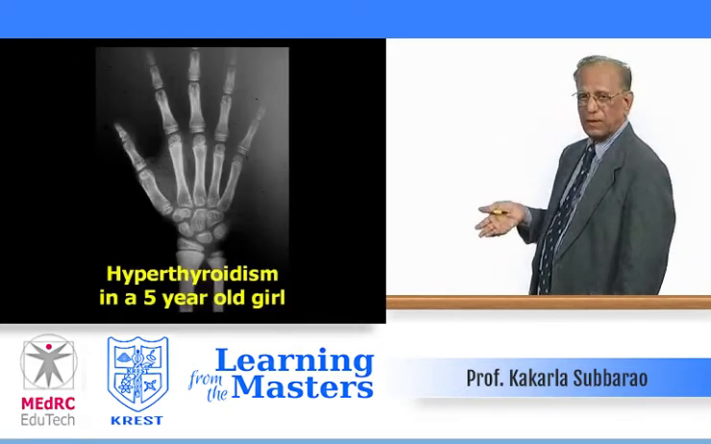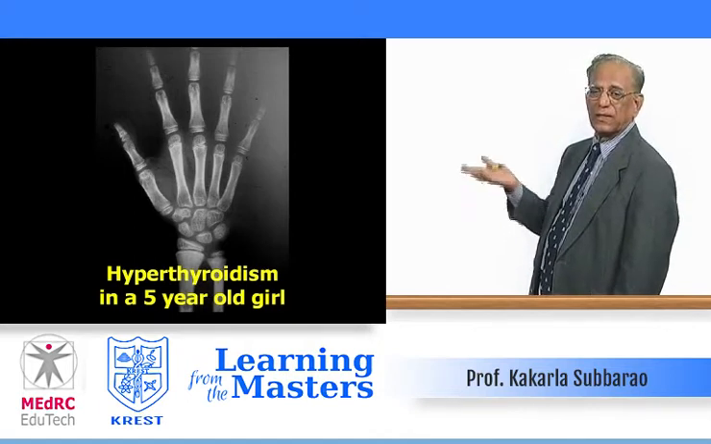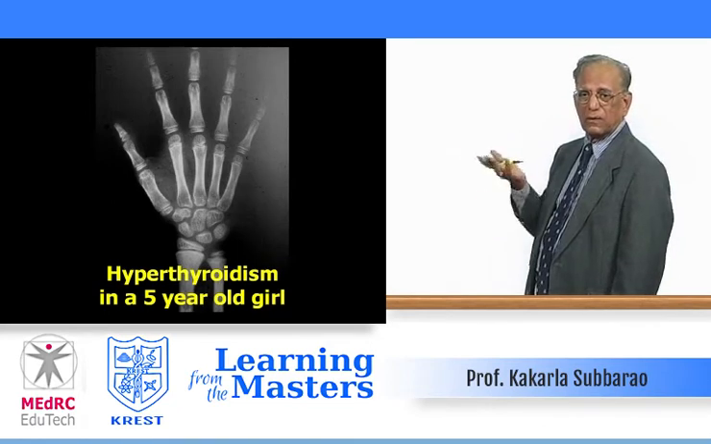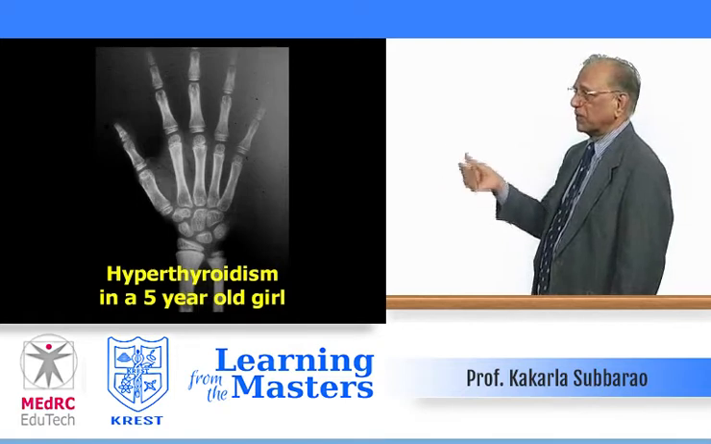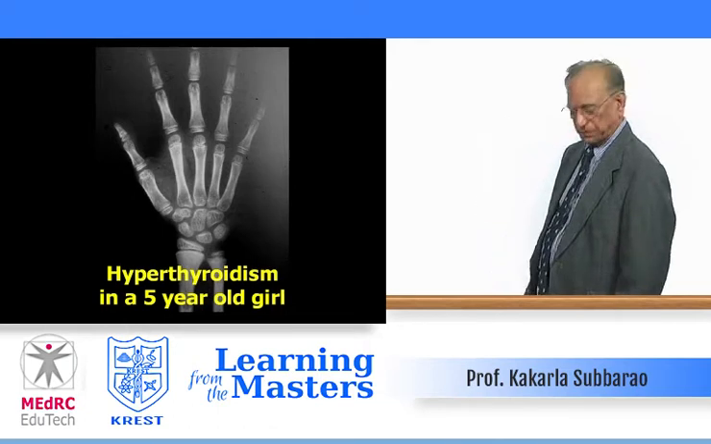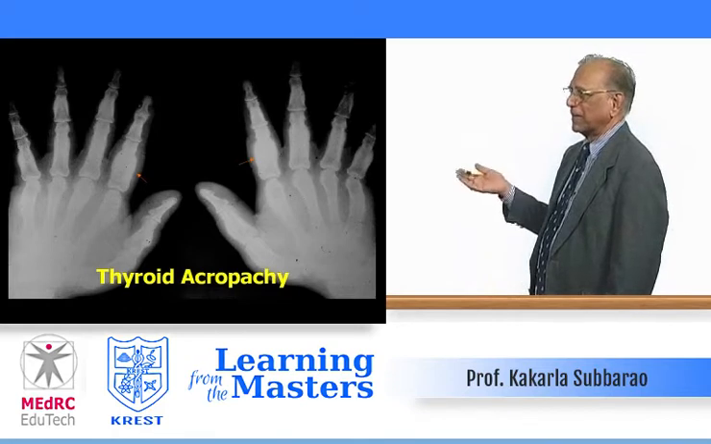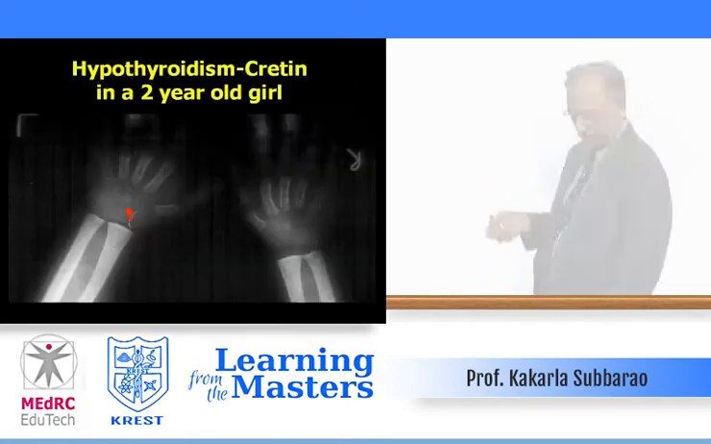Now, hyperthyroidism, how does it reflect on the hands? Advanced maturation. Say the bone age is 5 if the patient's chronological age is 3 years. That's how the bones show advanced maturation. For example, this child is 5 years old, already you see about 7 carpal centers. Thyroid acropathy, namely periostosis, occurs with thickening of the skin. That is one of the complications of thyroid therapy.